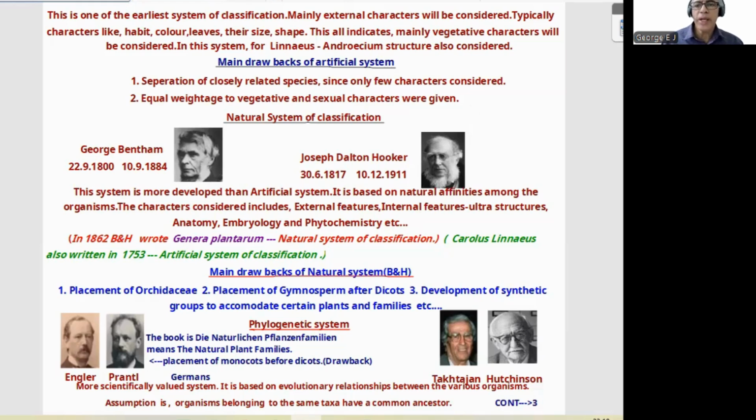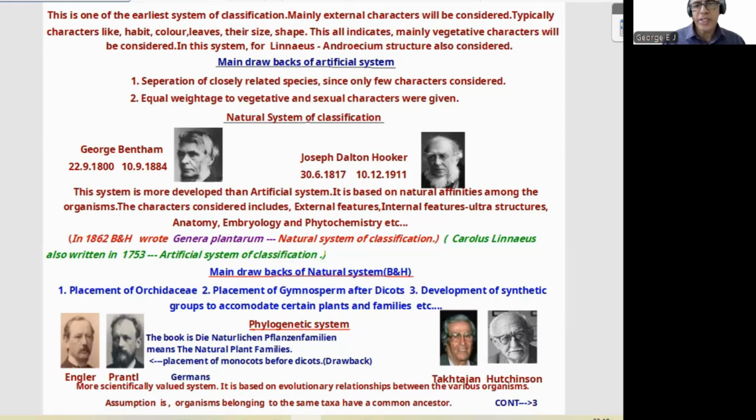And what are the main drawbacks of the Linnaean system or this artificial system? Since it is of ancient type, there was not much scientific application because development had not progressed that much. So first, separation of closely related species, since only a few characters were considered. Second, equal weightage was given to vegetative and sexual characters.